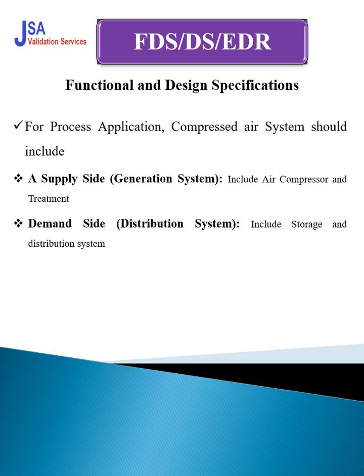Functional specification and design specification, the process applications, the compressed air system should include a supply side and demand side. So your design should consider both. If we are talking particularly about the compressed air system, there are two parts: one is the supply side, one is the demand side. Demand side means the distribution system, and supply side includes the generation system: your air compressor, filters, dryer, and then storage.